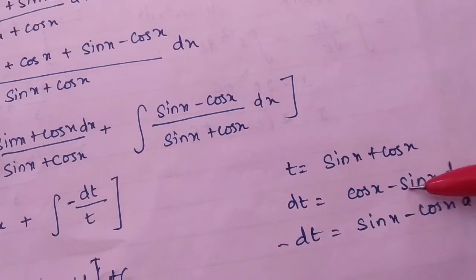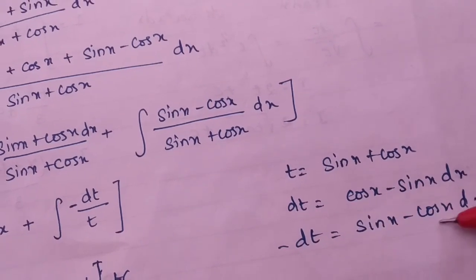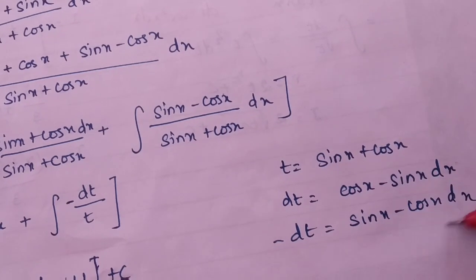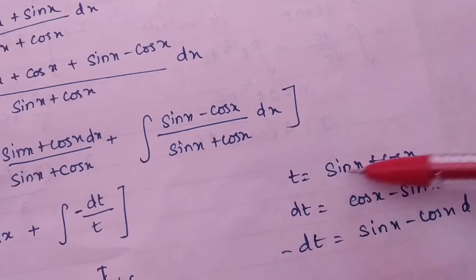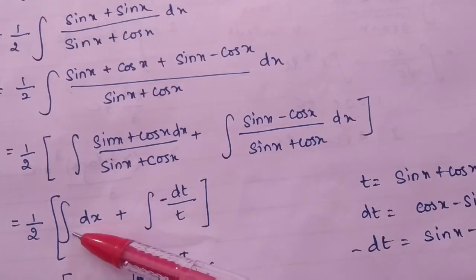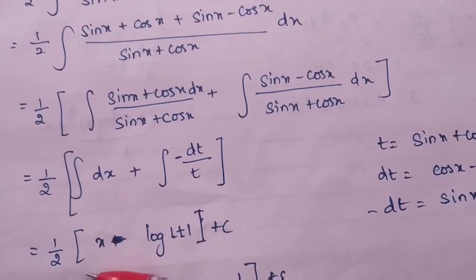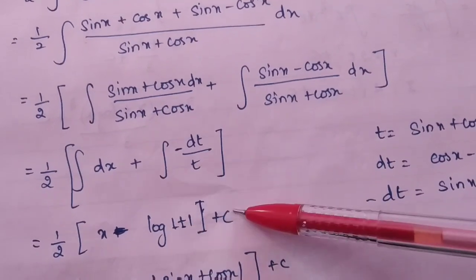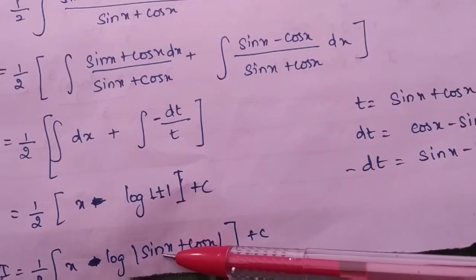So, what can you do? You can take the minus sign and bring it to this side. So, you will get sin x minus cos x into dx is equal to minus dt. So, in the numerator, you can substitute minus dt divided by, this term is nothing but t. So, I am writing t. When you cancel this, you will get dx. This half is common for both. Therefore, half into integral over dx is nothing but x, and it is minus log t plus c. What is the value of t? Sin x plus cos x. Just substitute it there.